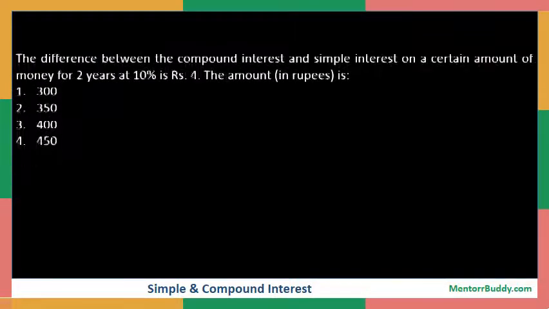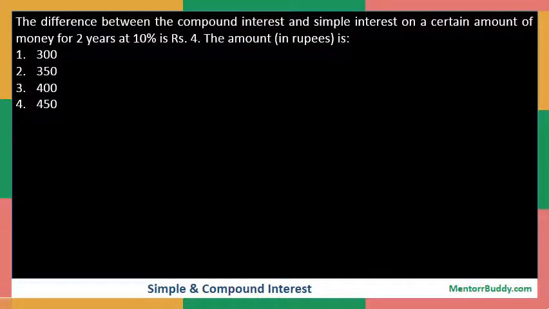Now this question can be done in two ways. Let us look at the conventional way of doing this question. Before that, let us see what all values have been given in the question. It is given that the rate of interest is 10%. So I'll just put the value rate of interest 10% per annum. Also given that the time is 2 years. So I'll put time as 2 years. And also given that the difference between compound interest and simple interest is rupees 4.